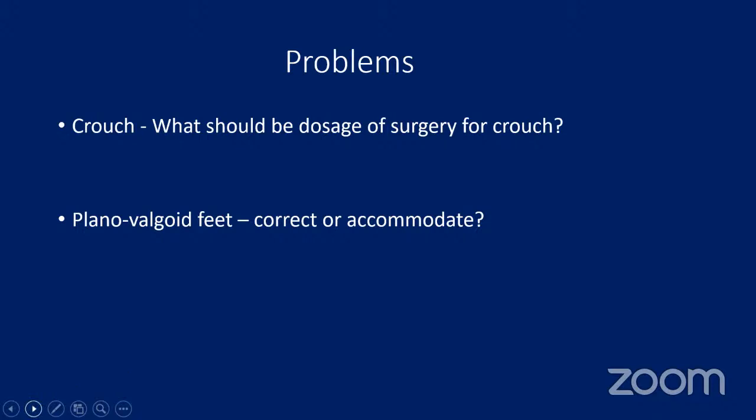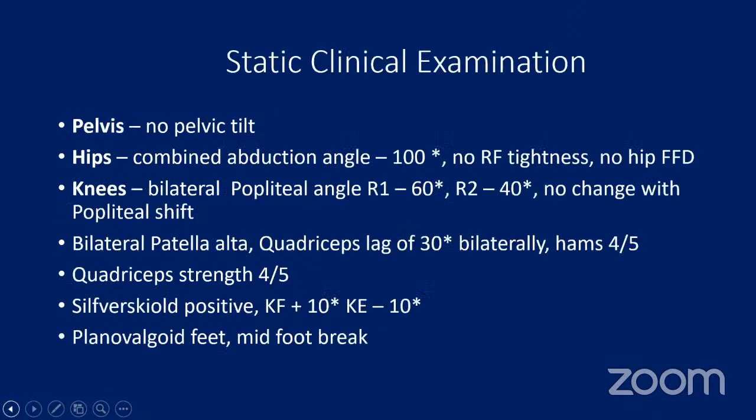So Joy, you can go back to your examination slide. Yeah. So anyone can comment or opine about what they would do. If we narrate, the hip and pelvis look okay here. There's a typical crouch with short hamstrings with good strength. Patella alta with significant quad lag. Along with that, we have gastrocnemius spasticity, tightness and shortening, and plano-valgoid feet. And there is not much rotational malalignment, as Joy mentioned.